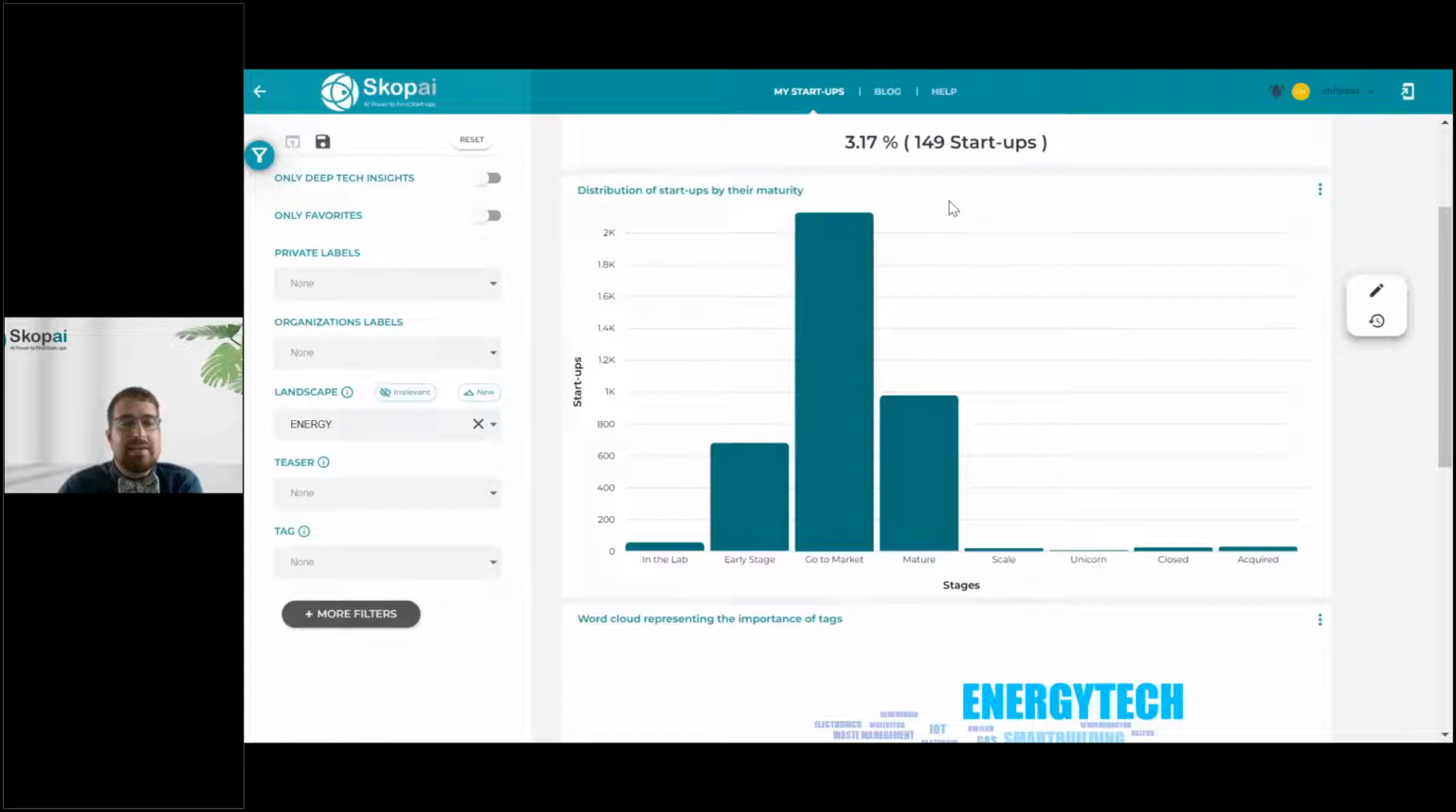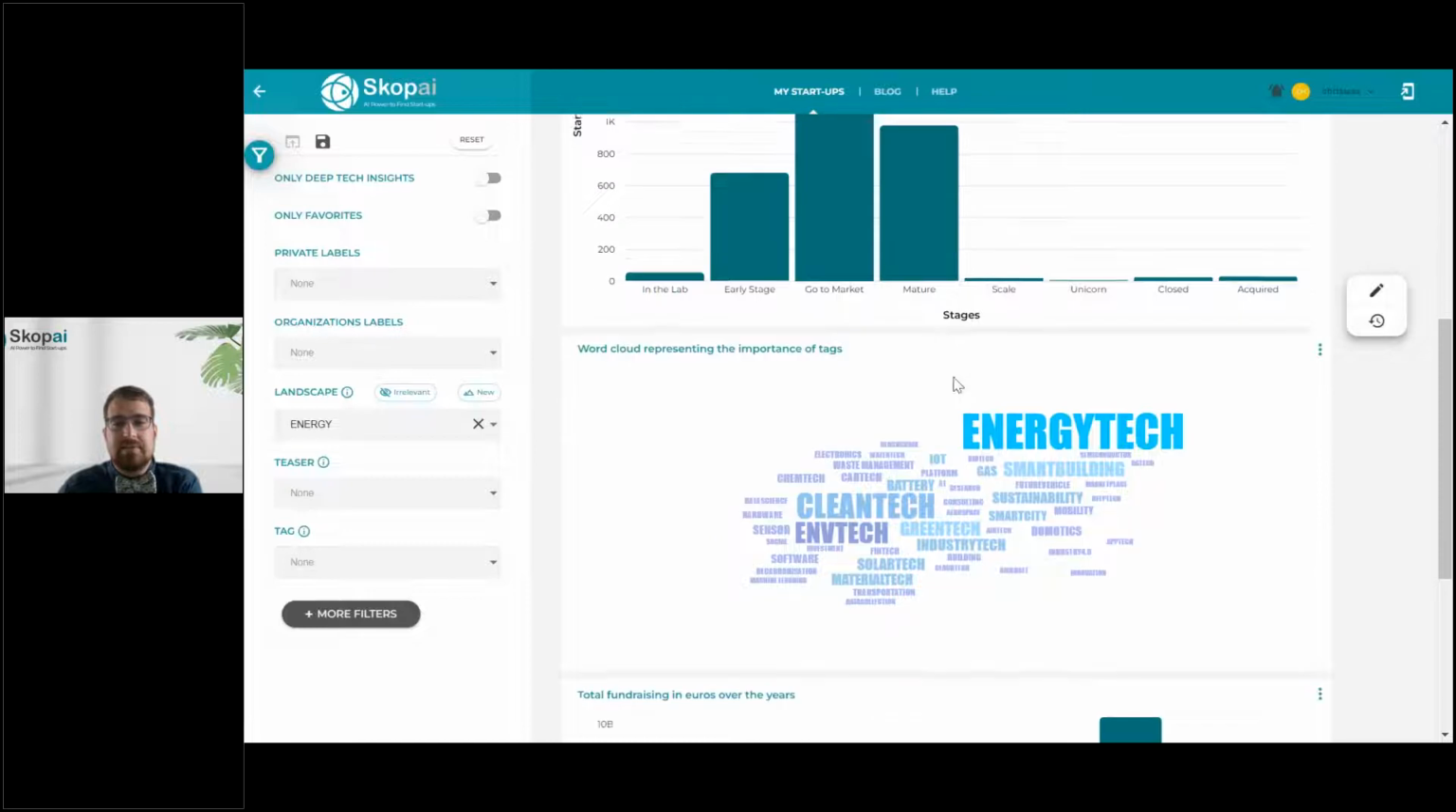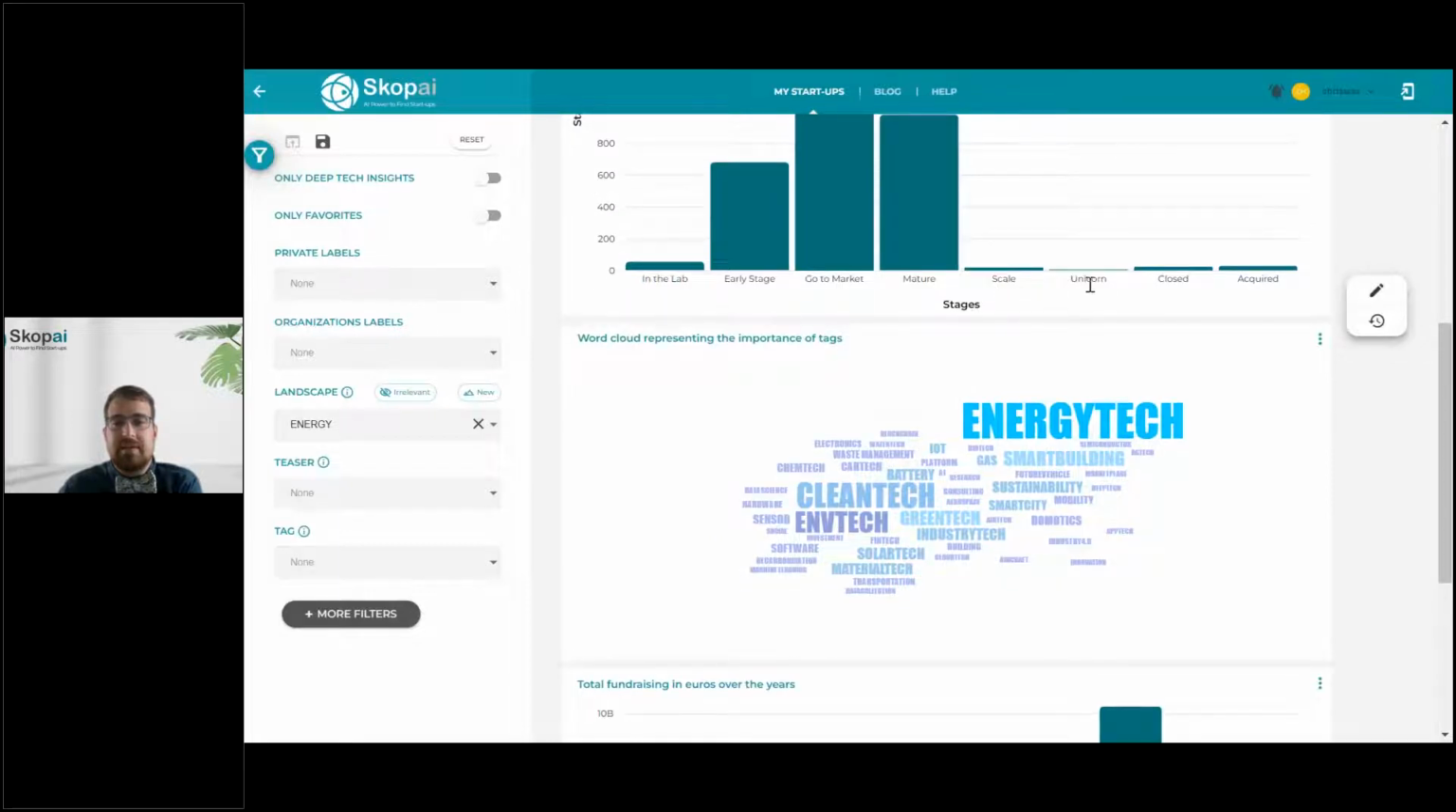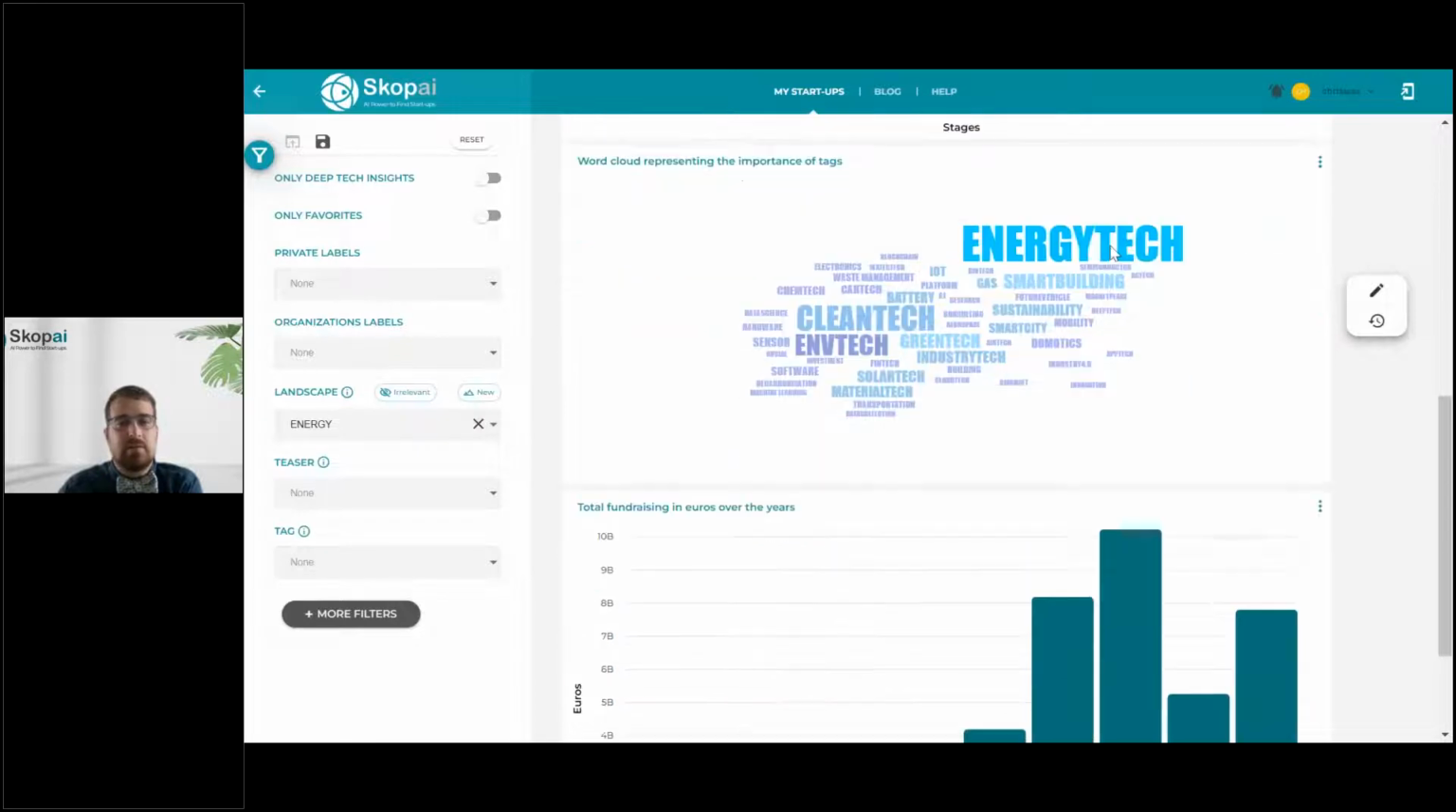And then breaking it down a little bit more, we can come here and we see the distribution of startups by their maturity. In the energy tech specifically, we can see that we have a number of startups that are going to market, mature and early stage. And then if we look here a little bit, we can also see the scale, unicorn, closed, and acquired.